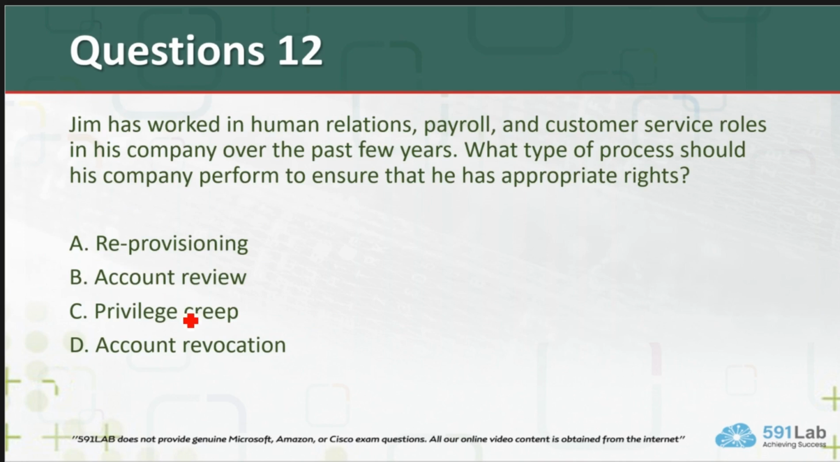Next question. Jim has worked in human relations, payroll, and customer service roles in his company over the past few years. What type of process should his company perform to ensure that he has appropriate rights? Reprovisioning, account review, privilege creep, account revocation.